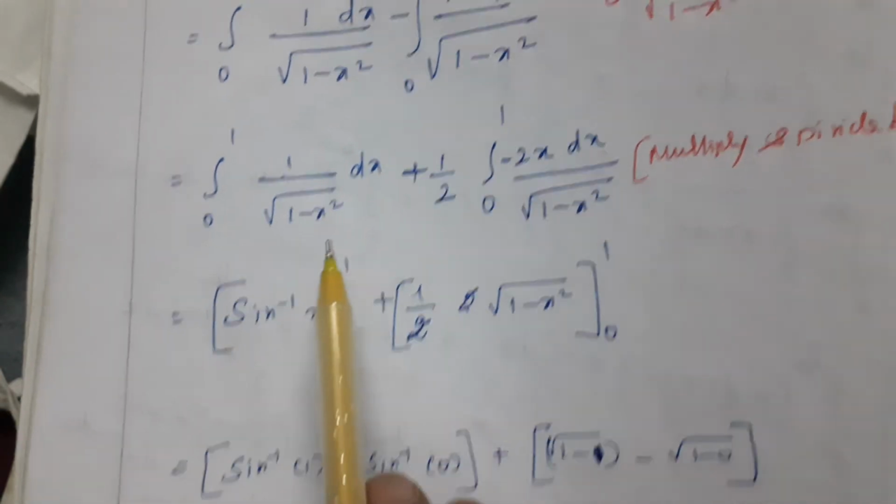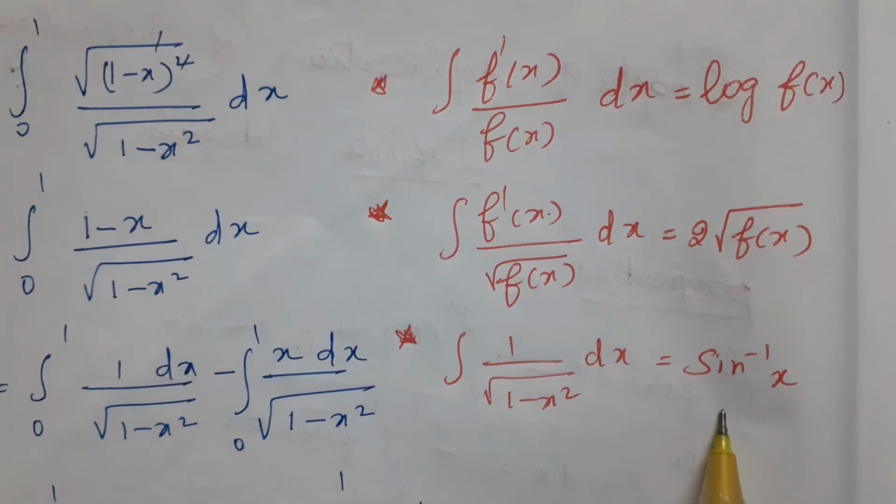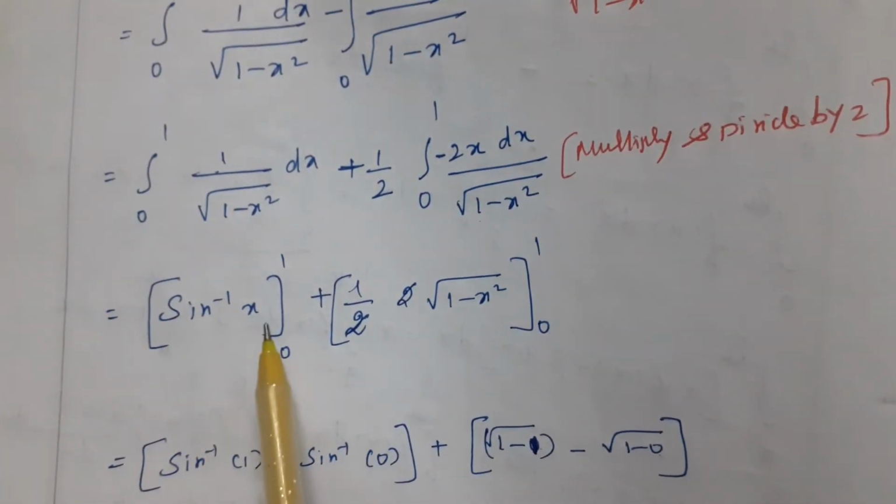So what is the integral of 1 by root of 1 minus x square? It is nothing but sine inverse of x. Substitute this one, sine inverse of x from 0 to 1. Another one is what?